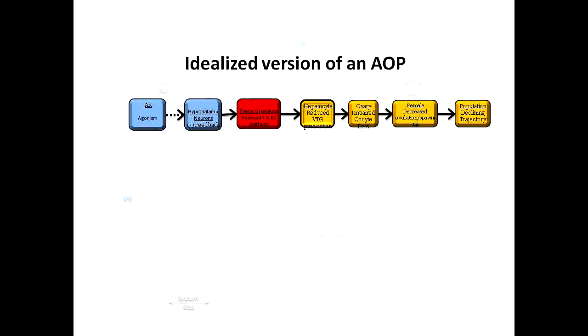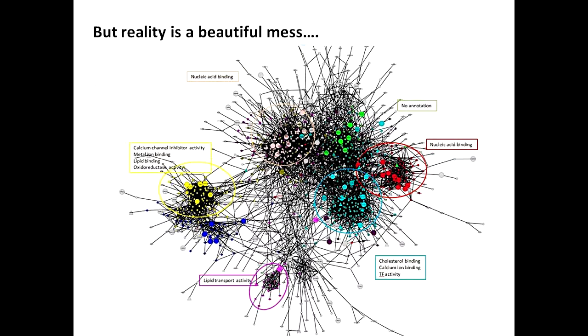So Steve's already talked about the idealized version of an AOP, and this is aromatase inhibition. And as you said, it's not realistic. A lot of things may start in multiple places. It depends on what concentration they're exposed to. They may do different things. Things converge. But reality is really a beautiful mess. So what do we start doing with that?